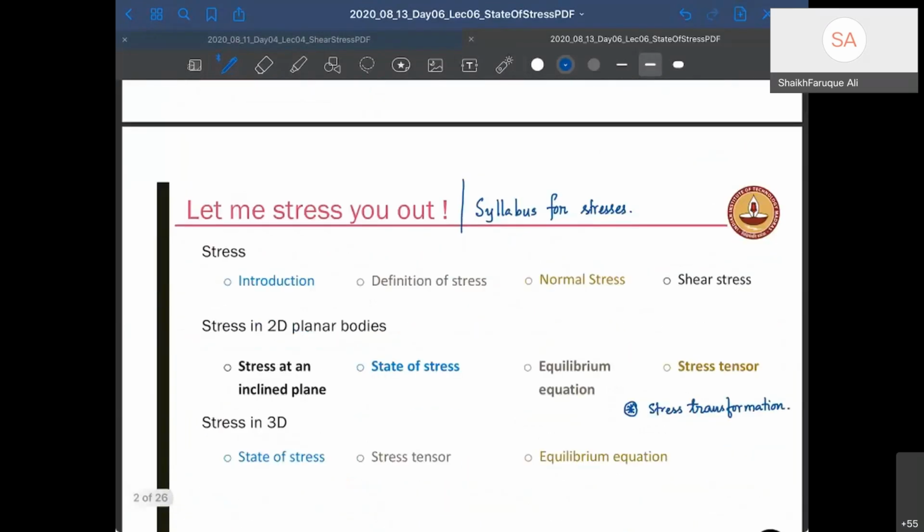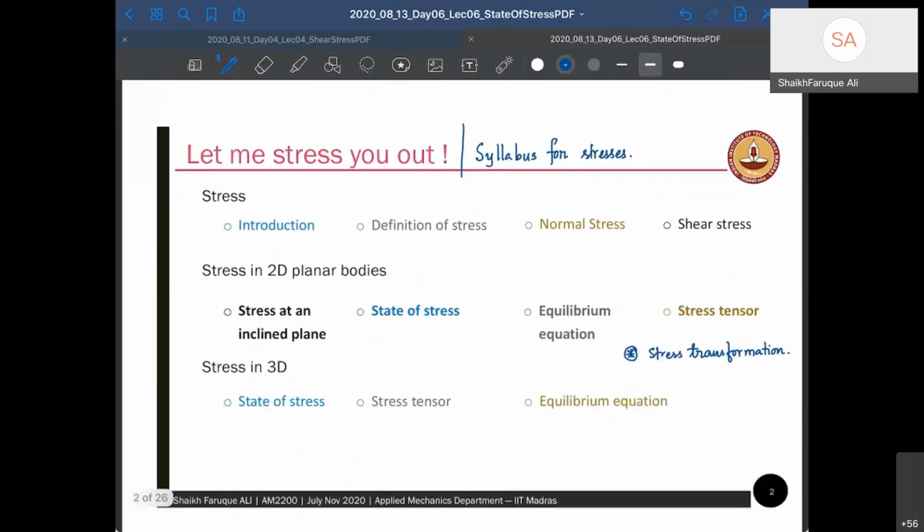This is the syllabus for stresses. This part we have finished already. We have finished introduction to stresses, definition of stress, normal stress and one problem on normal stress, and shear stress and a problem on shear stress. Today we are going to learn more on stresses in an inclined plane, which we have partially discussed. State of stress, we will discuss this also.